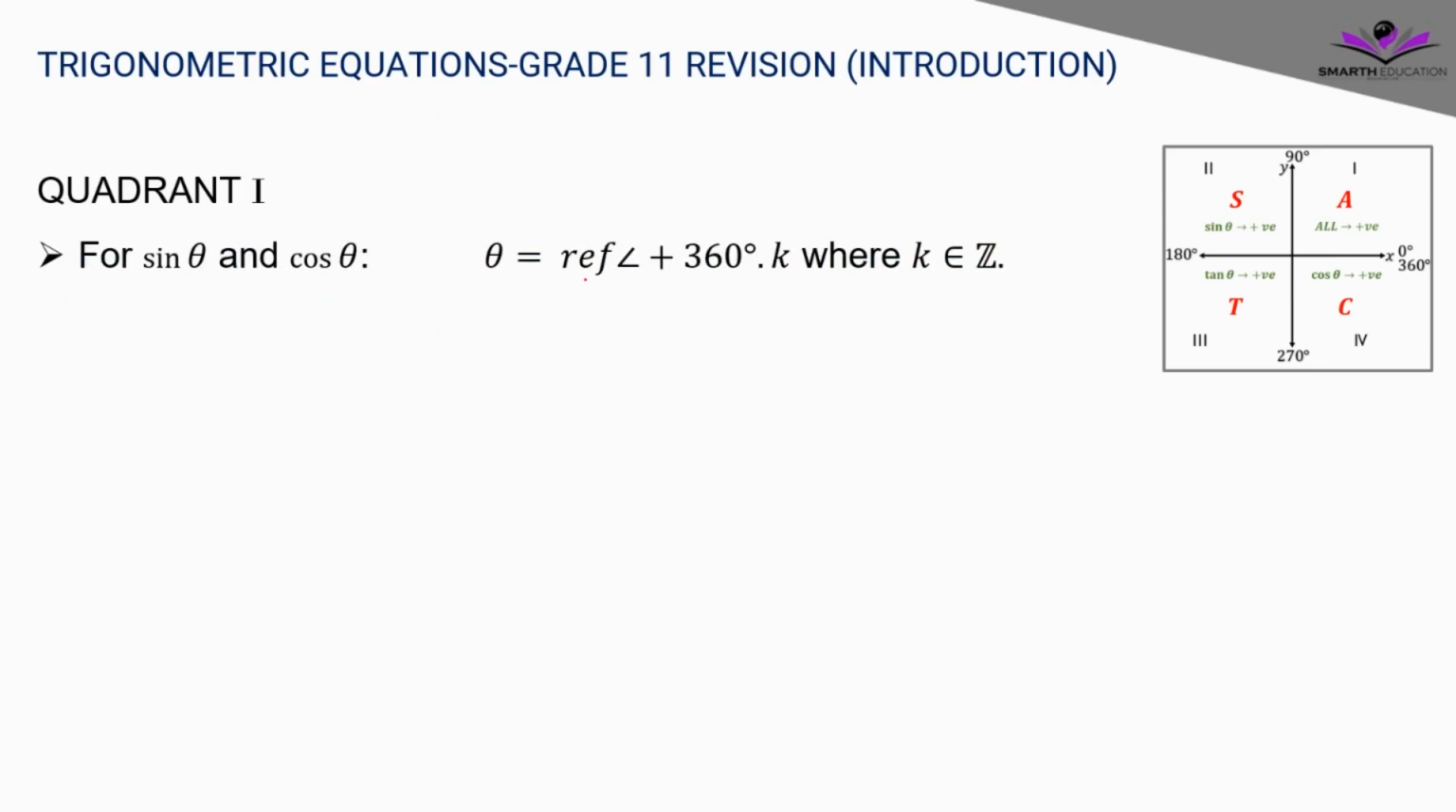Quadrant 1, for sine theta and cos theta, just use this. Your general solution will be your reference angle plus 360 times k. That is for quadrant 1. Remember quadrant 1 is just theta. This theta is your reference angle here. So it's reference angle plus 360 times k, where k is an integer. And then for tan theta, again, it is your reference angle plus 180 times k, where k is an integer. Remember for tan theta, we said we're adding 180 degrees times k.